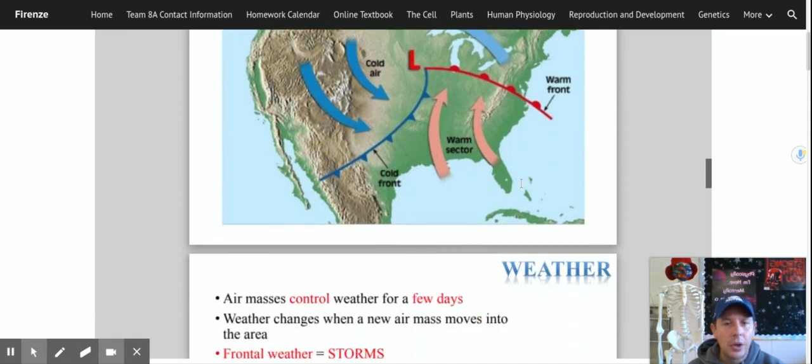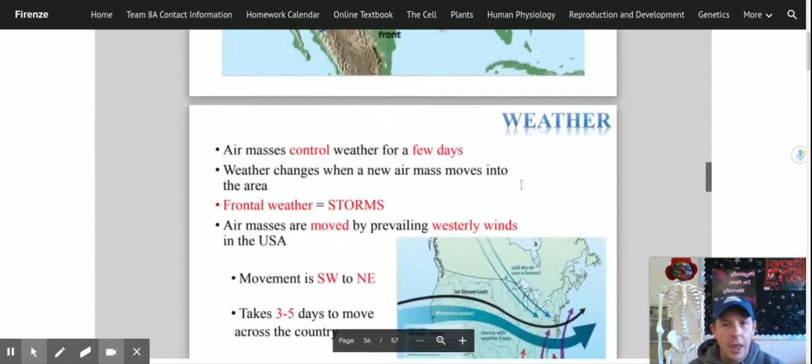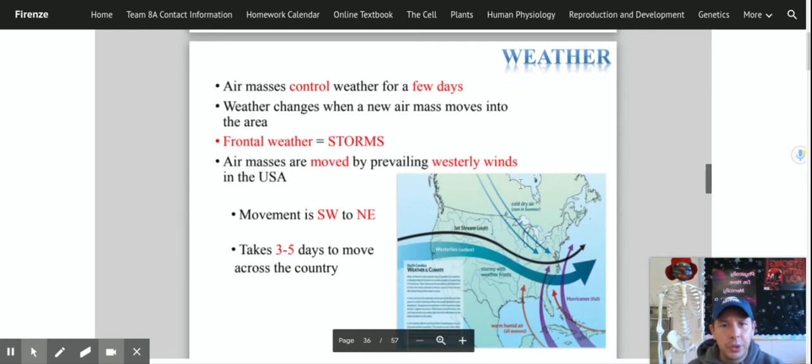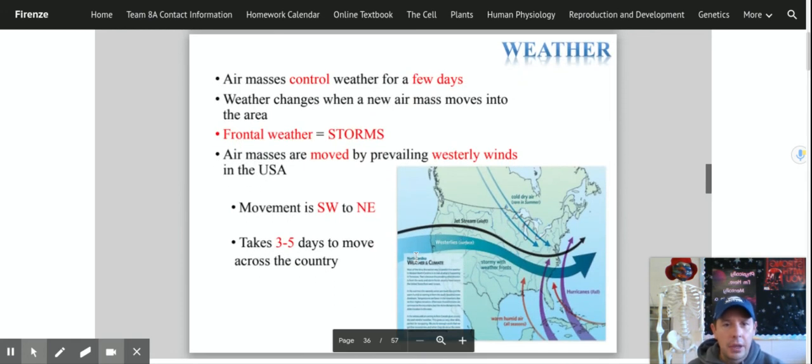Now how long does it last? As I said before, air masses control the weather for a few days at a time. Our air masses and our weather travel from California or the West Coast through the East Coast. And the weather changes as new air masses move into different areas. At all of the fronts, we're going to get kind of stormy weather before the air masses settle over an area and provide nice weather for a couple days.